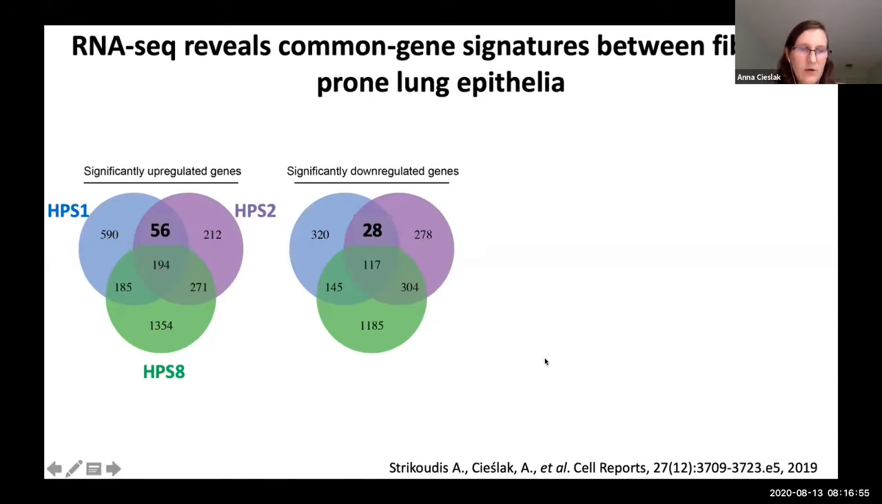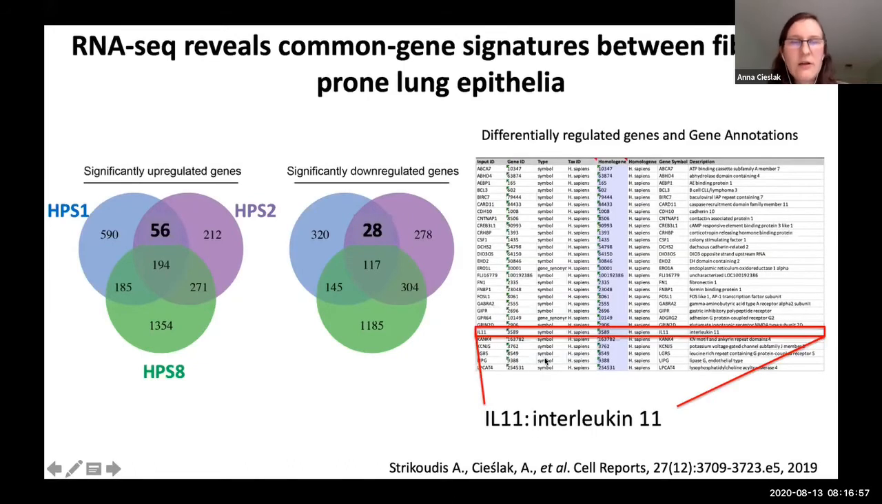Among upregulated genes, interleukin 11 was of particular interest for us as it is a soluble cytokine. So we wanted to investigate in more detail what is the effect of the cytokine and how it behaves in our model.